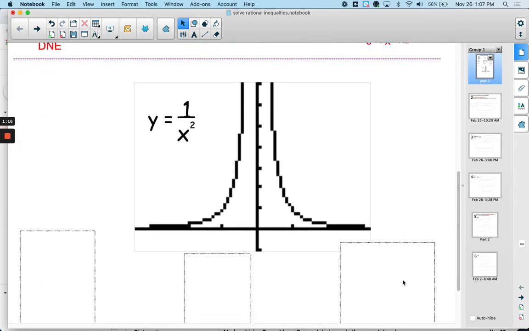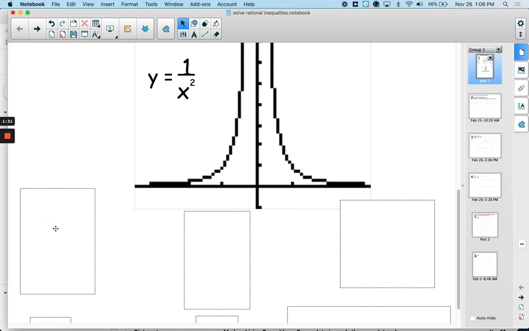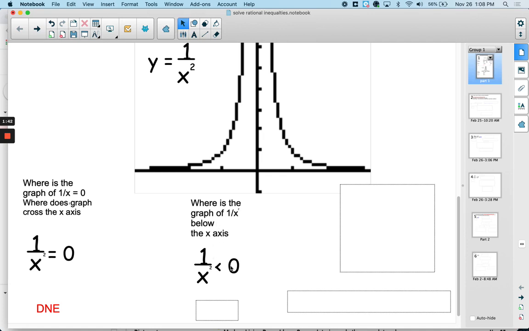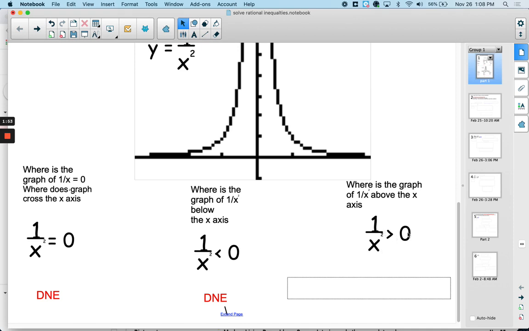Now, if we look at this one, 1 over x squared, this is the graph. Essentially, this graph is above the x-axis everywhere, but again, we're not sure what's happening at the vertical asymptote, so we don't include it. So if we look, where is this graph equal to 0? It never touches the x-axis, so that does not exist. Where is the graph less than 0? It's never below the x-axis, so that's another no solution. And where is the graph of 1 over x squared greater than 0? Pretty much everywhere in its domain, but x equals 0 is not defined, so we have to split it. X is greater than negative infinity but less than 0, in union with x is greater than 0 but less than positive infinity.